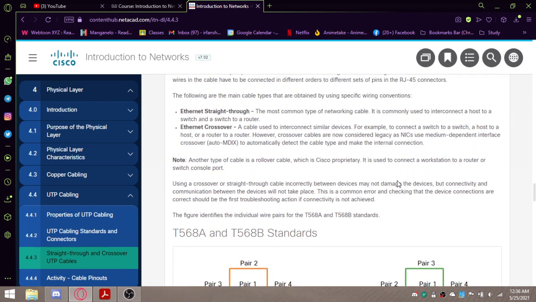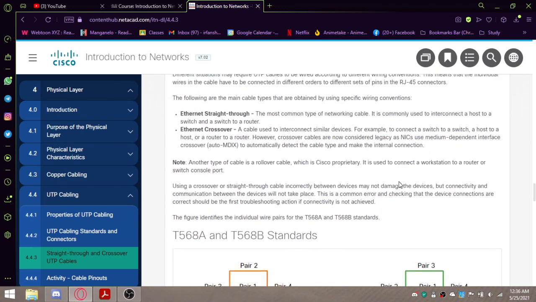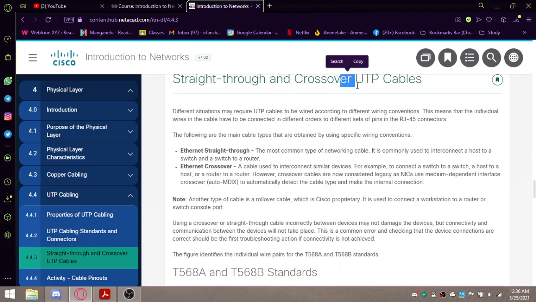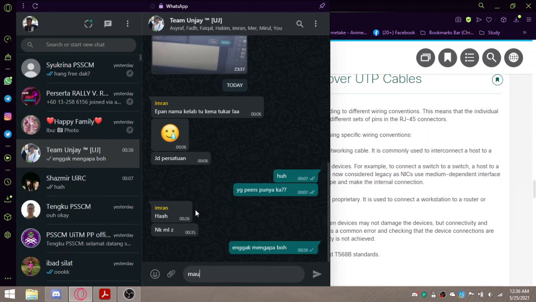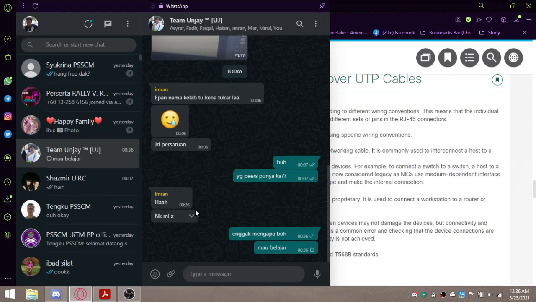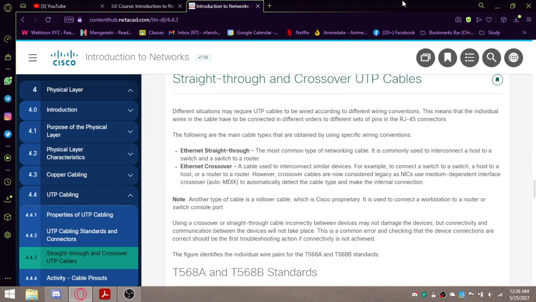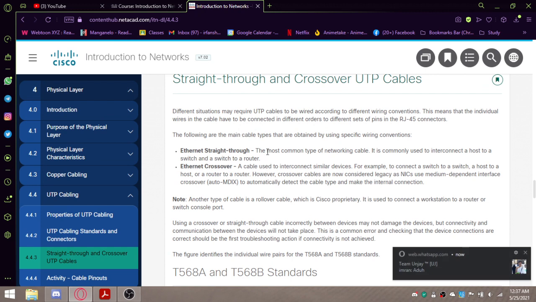Okay. Then we have this one, straight through and crossover UTP cable.